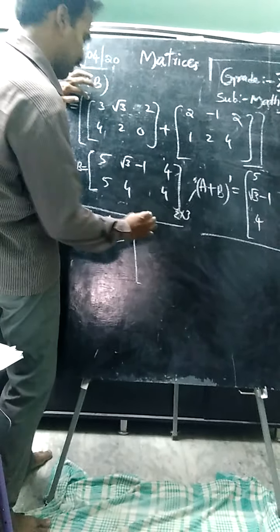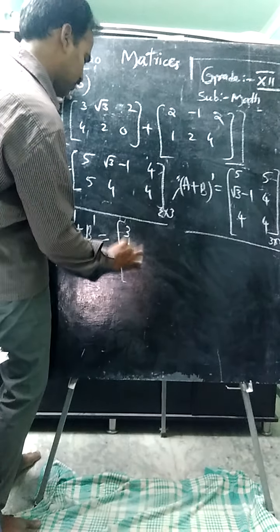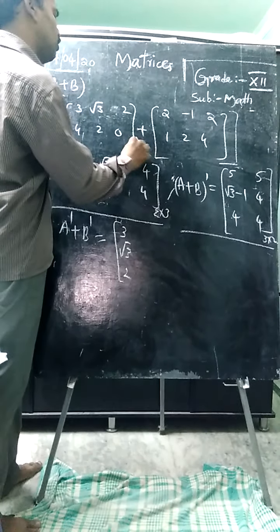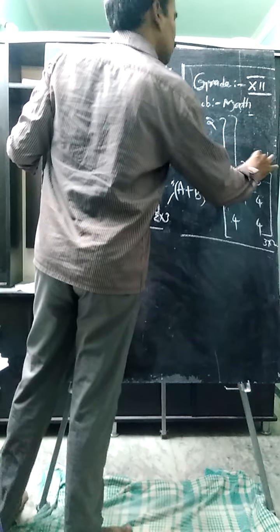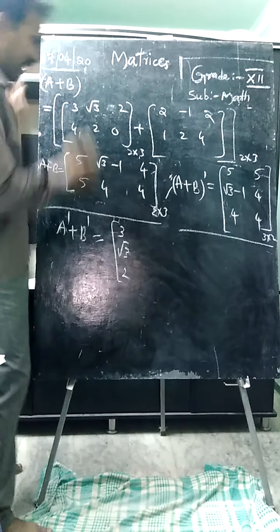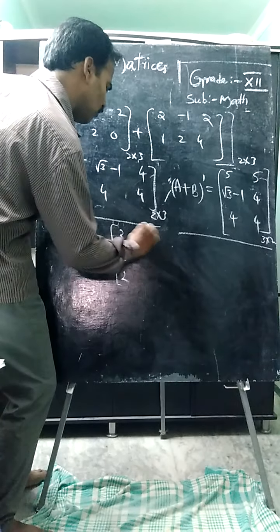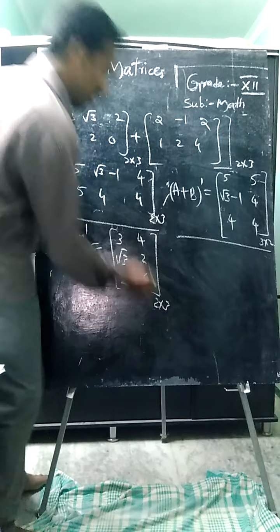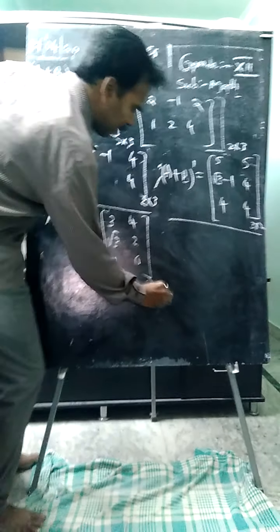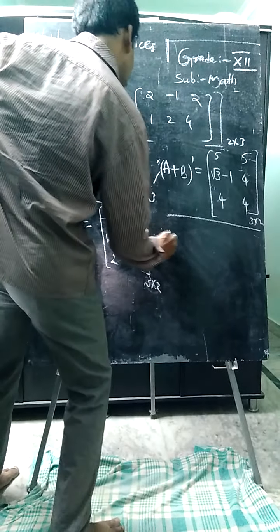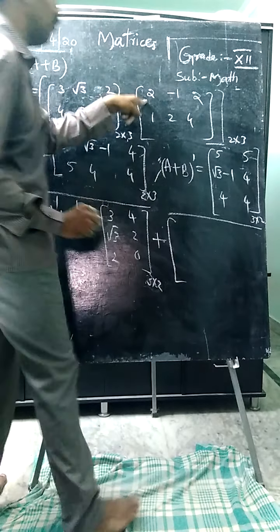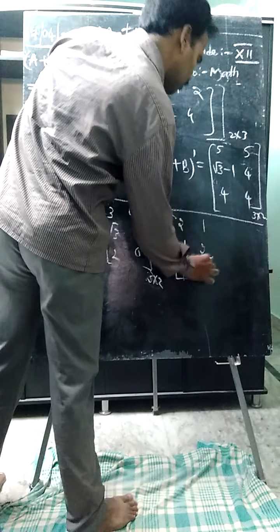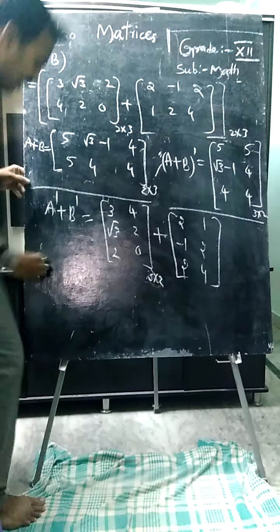Transpose of A is [3, 4; root 3, 2; 2, 0]. Rows become columns. A is 2 by 3, and its transpose becomes 3 by 2. Plus, what is the transpose of B? I mean the transpose of B is [2, 1; -1, 2; 2, 4]. Addition only, students. Let us do it directly.